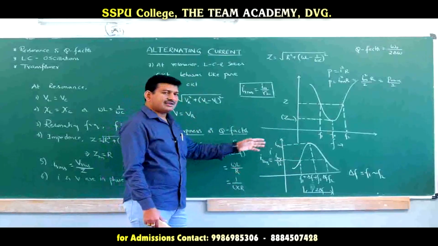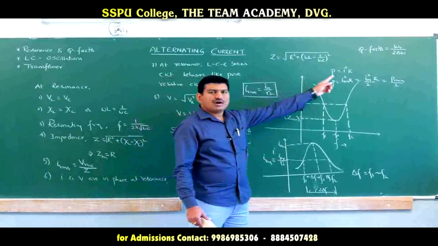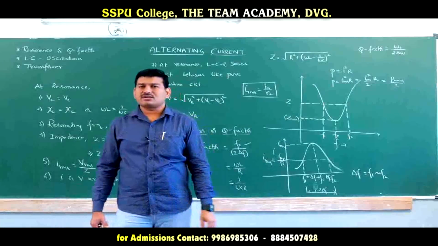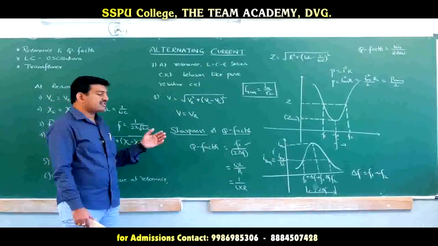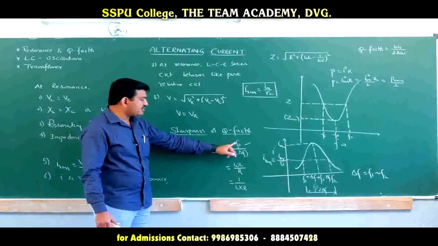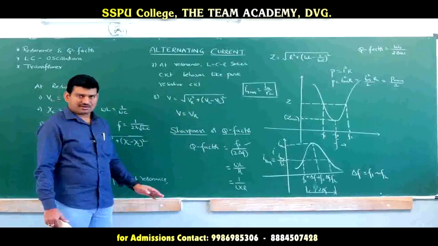At resonance, current is maximum, power is also maximum, because power is equal to I squared R, and the frequencies corresponding to half of the power are said to be the half power frequencies. The difference in the half power frequencies is nothing but the bandwidth. The ratio of resonating frequency to the bandwidth is said to be the quality factor of the circuit. Is it clear or not?